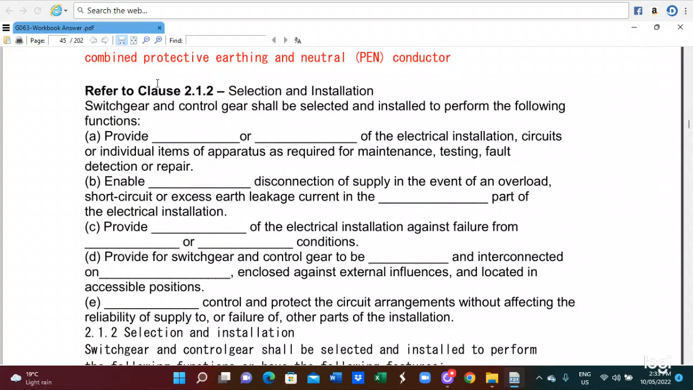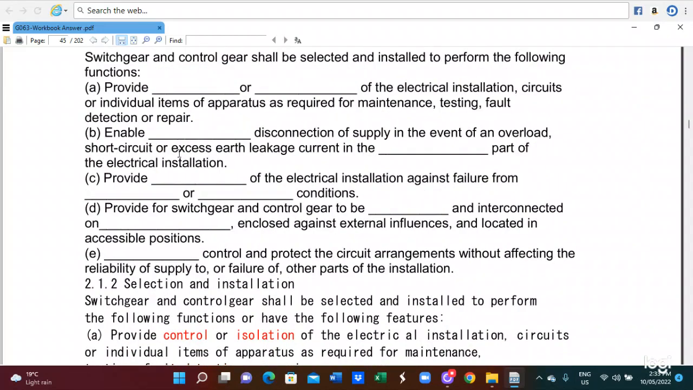And also you have to refer to clause 2.1.2, selection and installation, and then you have to answer both.